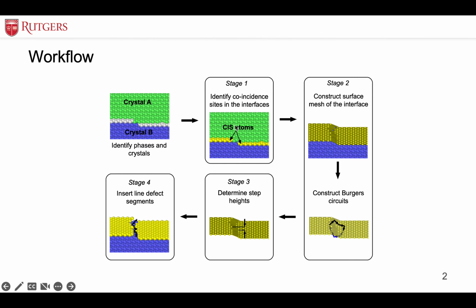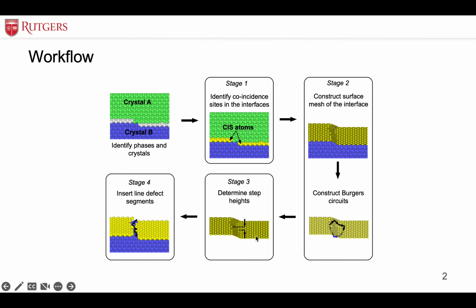So once we find these CIS atoms, the code then constructs a surface mesh using the construct surface mesh functionality in OVITO. And it uses that surface mesh to enumerate an exhaustive set of Berger circuits, which searches over the entire interface. And so that way you don't miss any line defects that may be present. And so this is where ILDA is similar to DXA, because DXA is Berger circuit based and ILDA is as well.